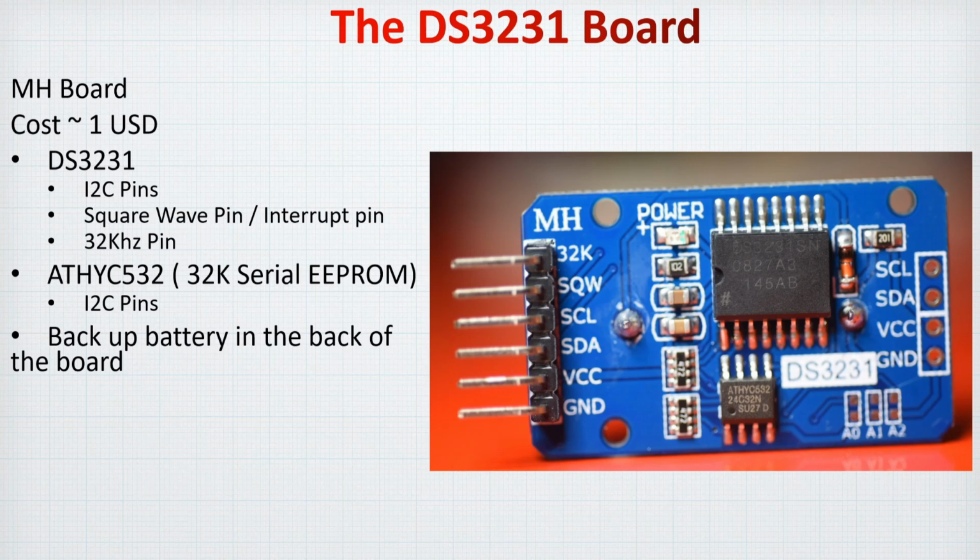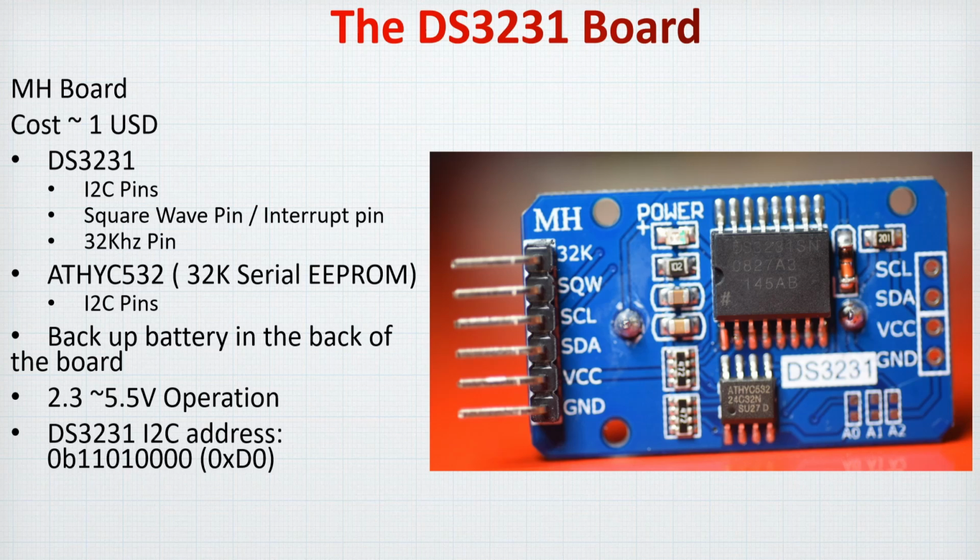So in the back of this small board, you do have a battery that you can add, so you can remove power from anywhere and it can keep counting the time. That's a wonderful device. The operation, as said, is between 2.3 and 5.5 volts, which makes it usable with a wide range of hardware. And finally, the address for the DS3231 is the binary 11010000, or the hexadecimal D0.